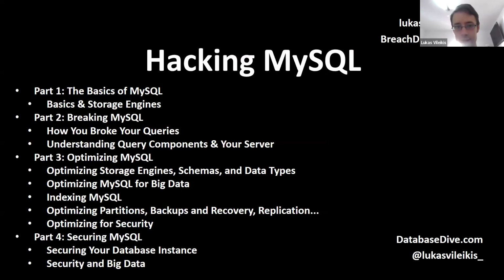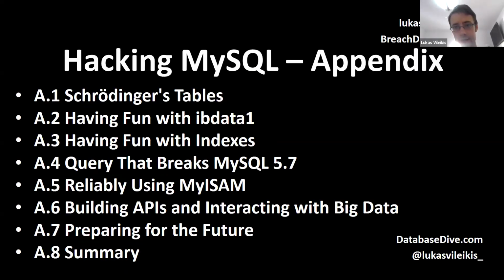The book consists of 4 parts if you consider the introduction as a part as well, but otherwise 3. It consists of breaking, optimizing, and securing parts for your database. It covers how you break your queries, how to optimize your storage engine, schemas, data types, how to optimize MySQL for big data, indexing, and so on, and how to secure your database instance and work with big data sets and other things. It also has an appendix.